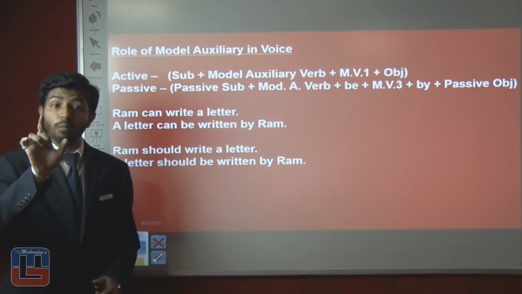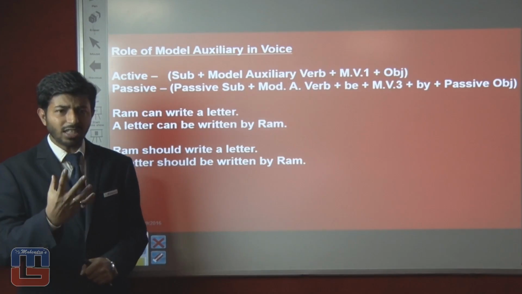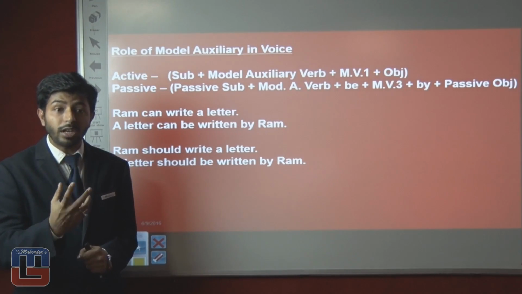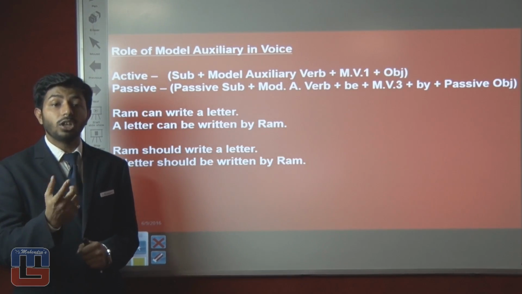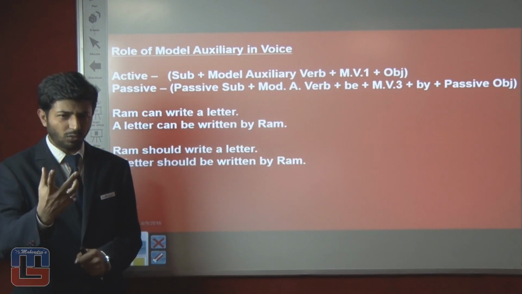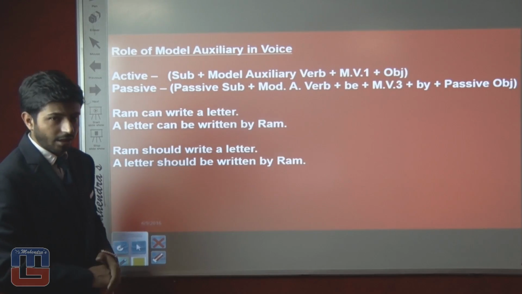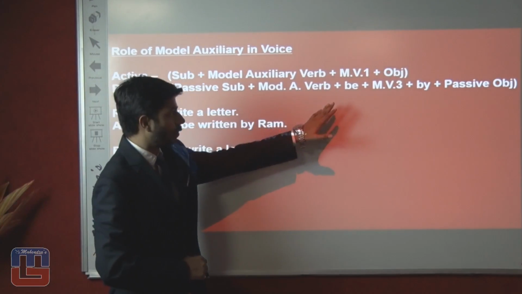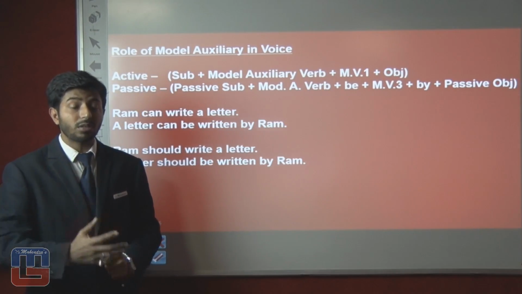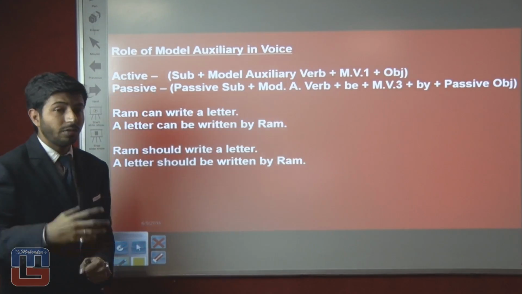Now, the role of modal auxiliary in voice. This is a very important rule, because it is necessary to learn how we can convert a sentence that uses a modal auxiliary. So when a sentence is given with a modal auxiliary in active voice, how can we change it into the passive voice? Just have a look. The active voice structure when we use a modal auxiliary in the sentence is subject plus modal auxiliary plus main verb first form, because if a sentence is used with a modal auxiliary, the first form of the verb is used. And if we want to change into passive voice, what should we do?